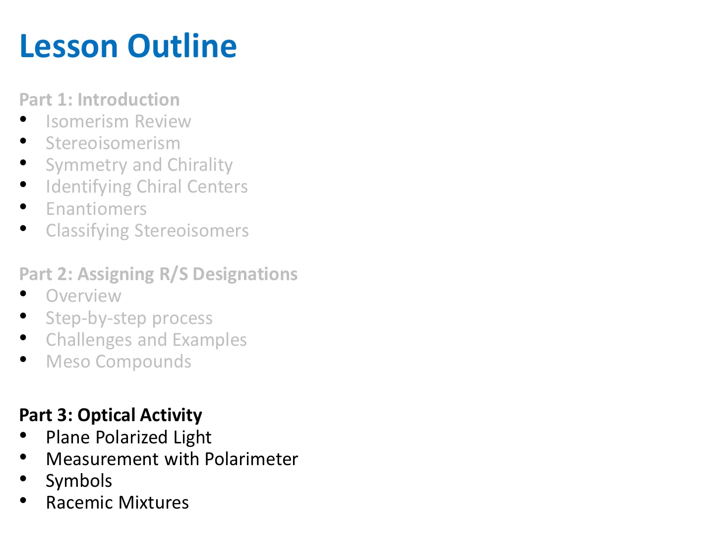Welcome to the third and final part of our lesson on stereoisomerism, where we will focus on optical activity. In this section, we'll explore the concept of plane polarized light and how it interacts with chiral molecules. We will learn how to measure optical activity using a polarimeter, understand the symbols and notation used to describe optical rotation, and finally, discuss racemic mixtures. Let's get started on the next page with a brief overview of optical activity.